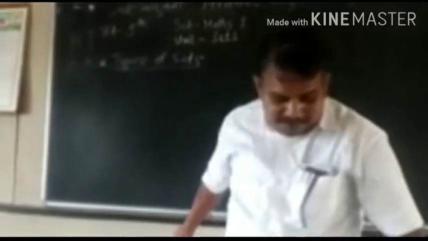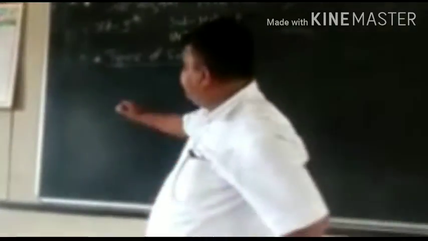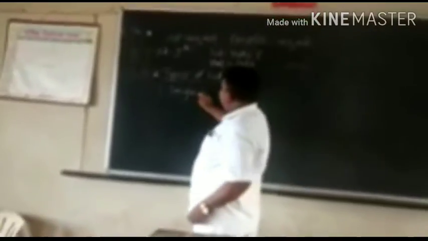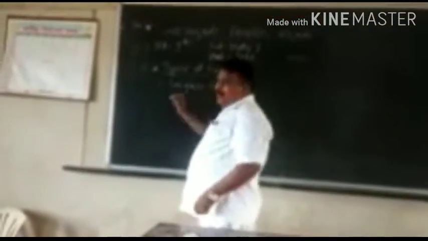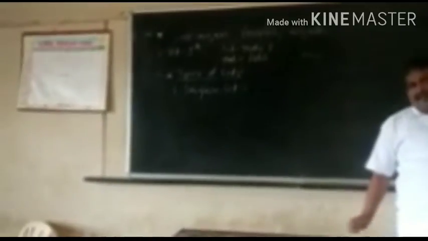So the first type is the singleton set. So what is the meaning of singleton set? If any set consists of only one element, then that set is known as the singleton set. Very clear idea. For example, a set that consists of only one number is called a singleton set.